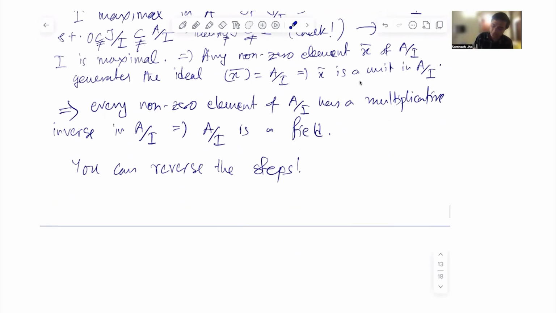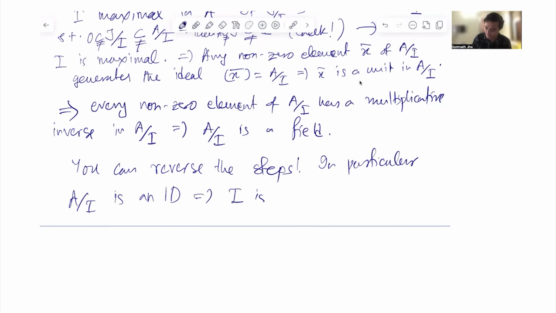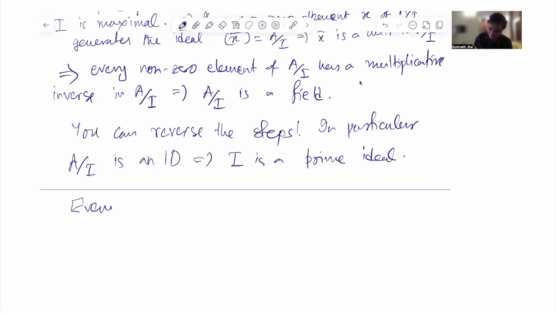So in particular, A mod I is an integral domain. It's an integral domain because it is a field, which implies I is a prime ideal. So every maximal ideal is a prime ideal.